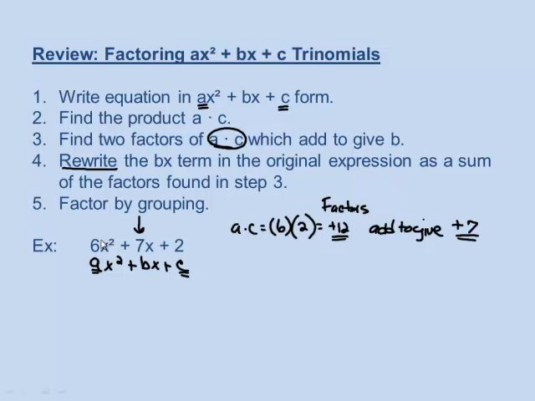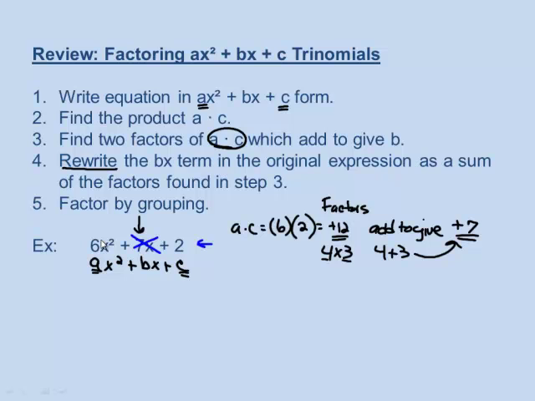So factors of positive 12 that add to give us positive 7. That would be positive 4 times positive 3. 4 times 3 is 12, but 4 plus 3 is 7. Now, unlike the previous method, what we're going to do with that is we're going to come back to the original problem, and we're going to rewrite our middle term as the sum of 4 and 3.